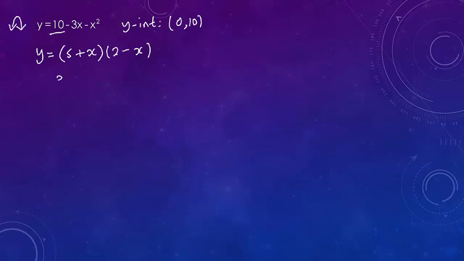x-intercepts. So my x-intercepts are at negative 5, 0 and 2, 0. Now I could find the line of symmetry by just finding the average of those. So negative 5 add 2 is negative 3, so it will be negative 3 on 2. But I'm going to do it by completing the square.